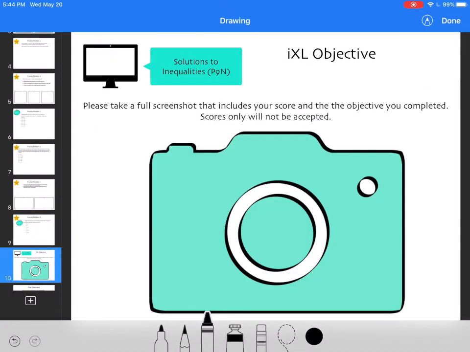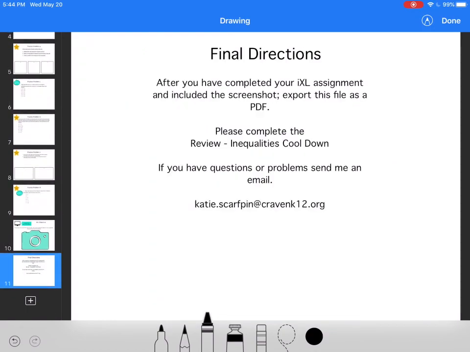So now I need you to go ahead and do your IXL objective. You're going to do your solutions. Remember, a closed dot means that it includes the number. An open dot does not. Then I need you to go ahead and do your cool down and then upload it to Canvas.